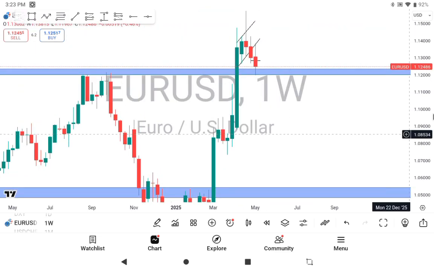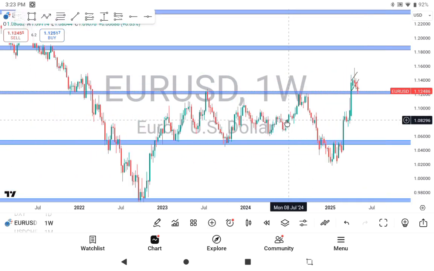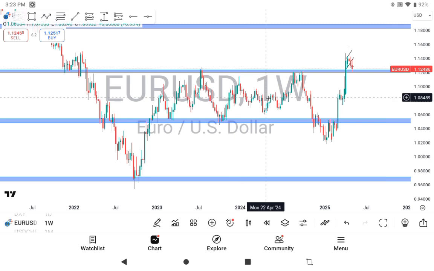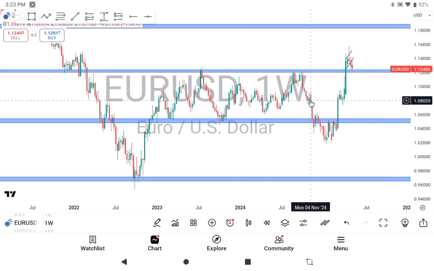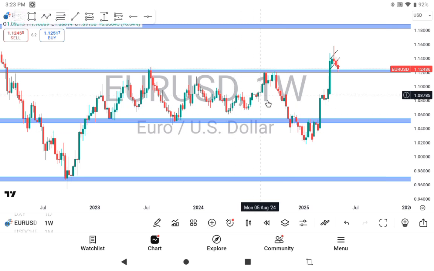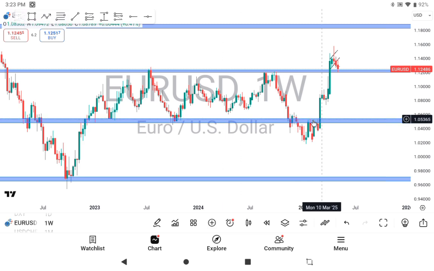Now right here on the weekly time frame, like I've been saying, for the past 2 years EURUSD has been moving in a nasty range right here, starting from this level right here, and it took 2 years for EURUSD to move in a sideways range. Eventually, early this year, EURUSD was able to break and close below this level right here.